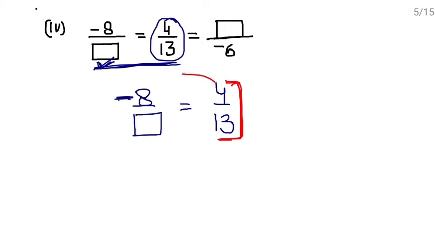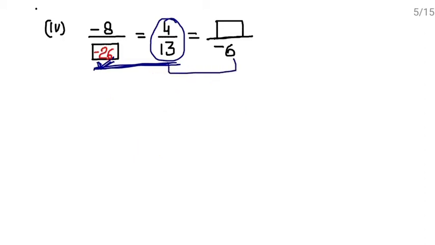So from this 4, how can we get minus 8? 4 2's are 8. Sign is changing. 4 was of plus sign. 8 is of minus sign, so we will multiply by a negative integer. Similarly, we will do in the denominator. Multiply this 13 by minus 2, right? So 4 2's are 8, minus sign, 13 2's are 26 and minus sign. So the value of this blank is minus 26.